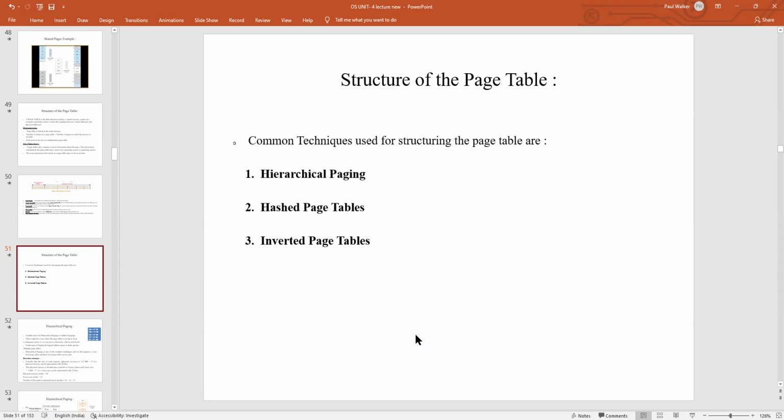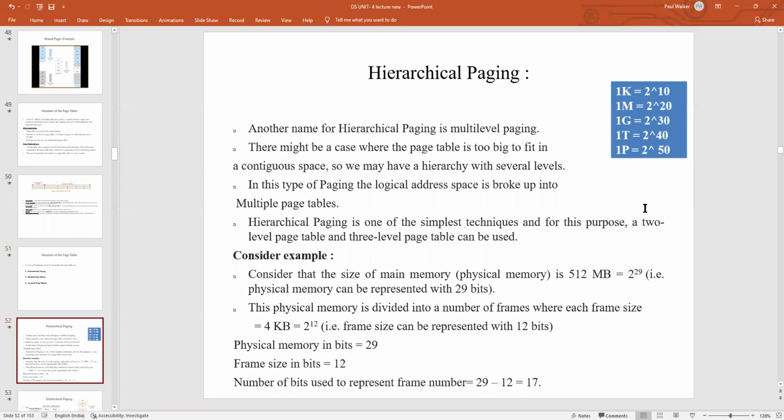As we know, a page table is a data structure that will be stored in the main memory. The three common techniques used for page table classification are hierarchical paging, hashed page table, and inverted page table. Moving to the first one, that is hierarchical paging. Multi-level paging is otherwise called hierarchical paging. Here the size of the pages is very large and it cannot fit into a contiguous space. In this paging, the logical address space is broken into multiple pages because the memory size is very, very large.